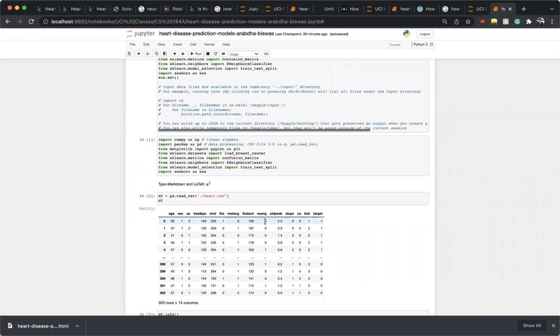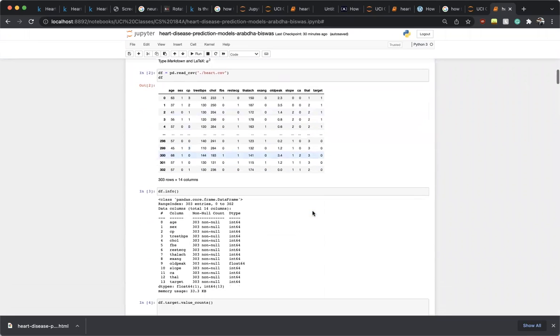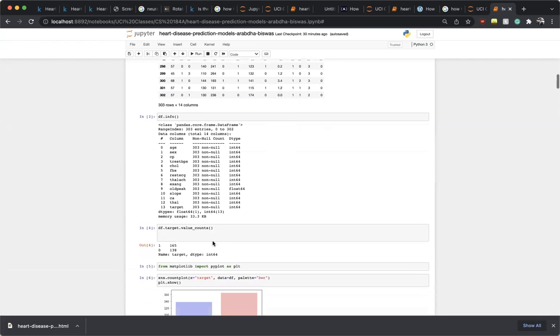What this data set is, it's a list of individuals who either have heart disease or don't have heart disease, along with a set of predictive values that we'll use to predict whether or not they have heart disease. And here's some information about the types of data we have, things like age, sex, resting heart rate, cholesterol levels, things like that.